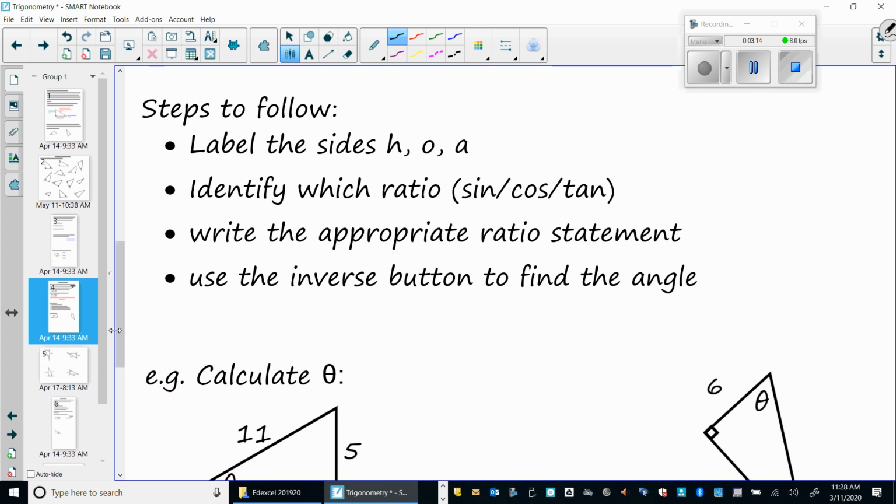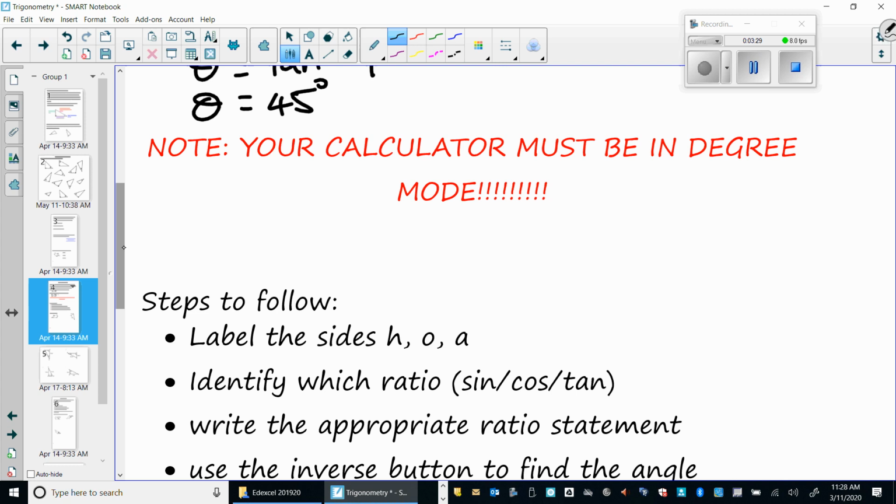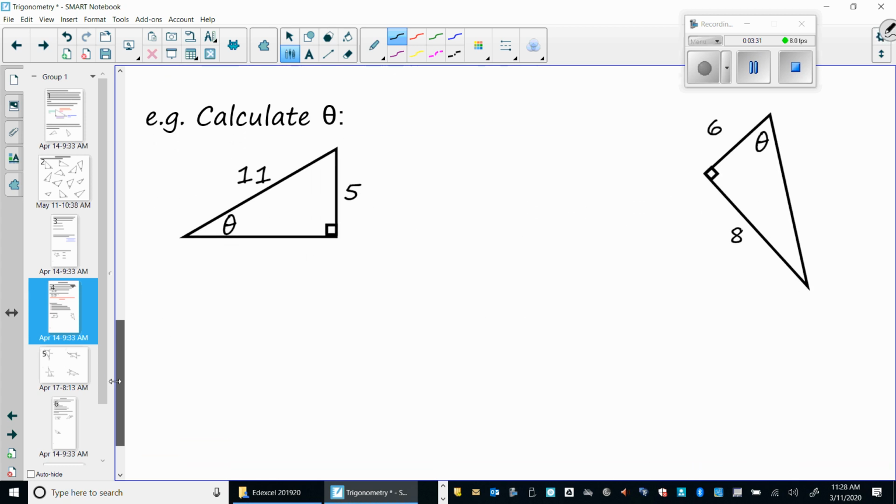Right, here we go. These are the steps that we're going to follow to find angles or lengths. But there's just going to be one slight difference when we're finding lengths compared to when we're finding angles. Here's my triangle. I can see I'm finding an angle. So already in my head I'm thinking, well, I'm going to be using the inverse buttons at some point. We're going to label the triangle H, O, A.